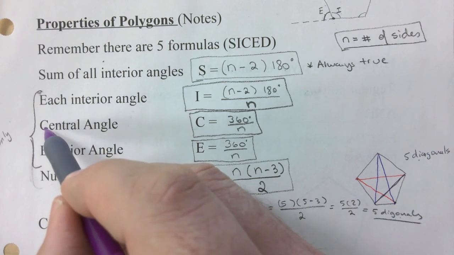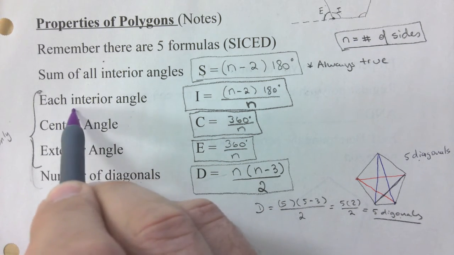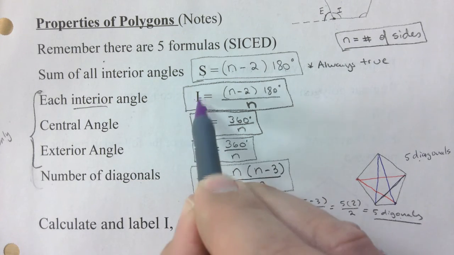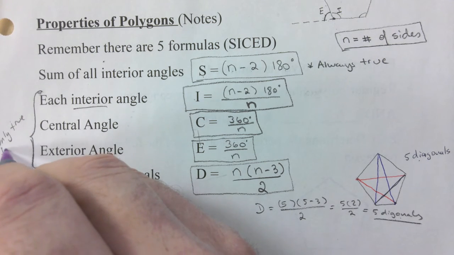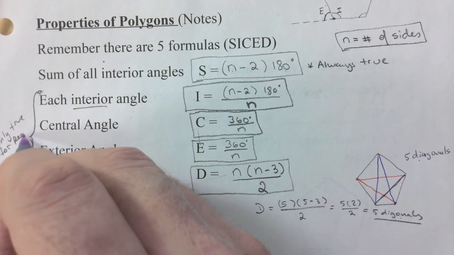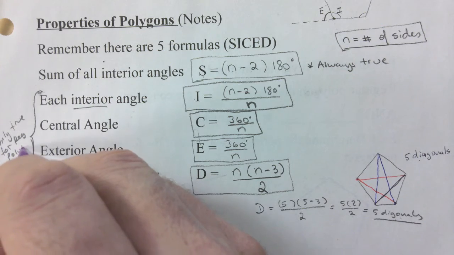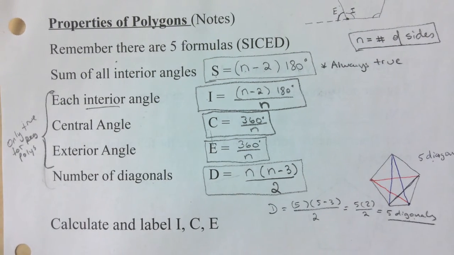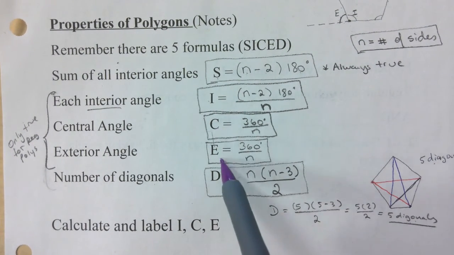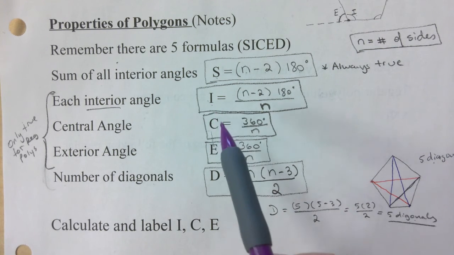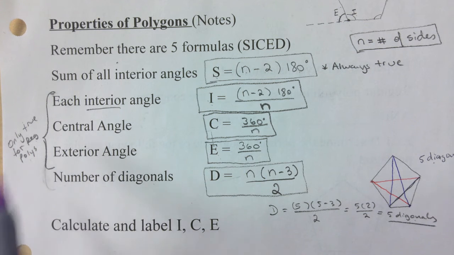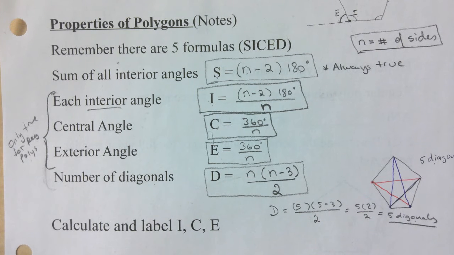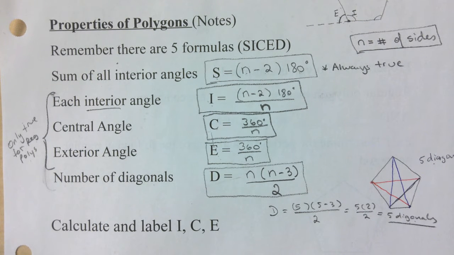From E, the interior angle, which is the I, right? ICE, interior angle, central, exterior, is only true for regular polygons. That would not be true for an irregular one. But most of our shapes are going to be regular.